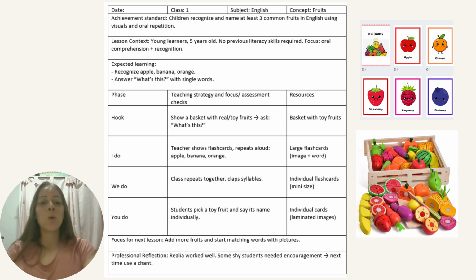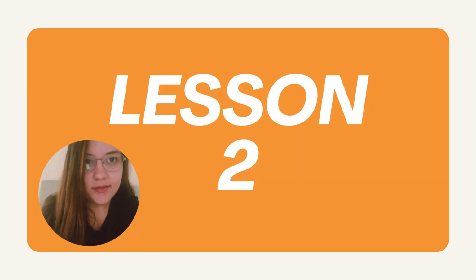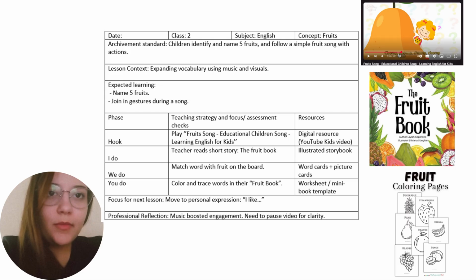We start with a basket of fruits and ask, what is this? And the teacher models with flashcards, saying the words. Together, the class repeats and claps with the syllables, and finally, each student picks up a fruit and says its name individually. Then we will add more fruits and begin matching words with pictures, using real fruits to work well, and to support shy students, we will include a chant.